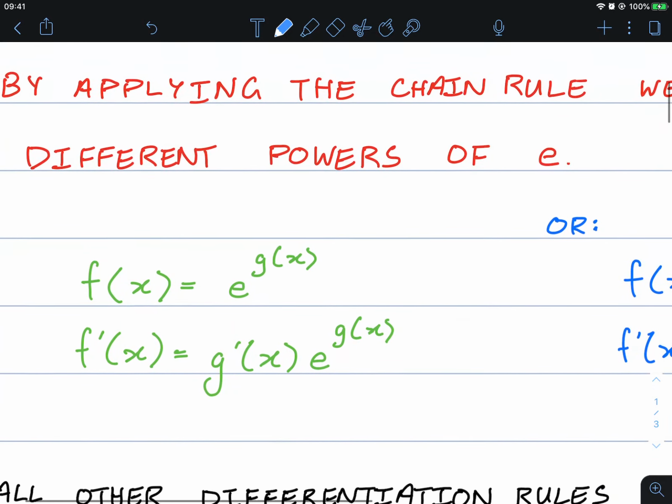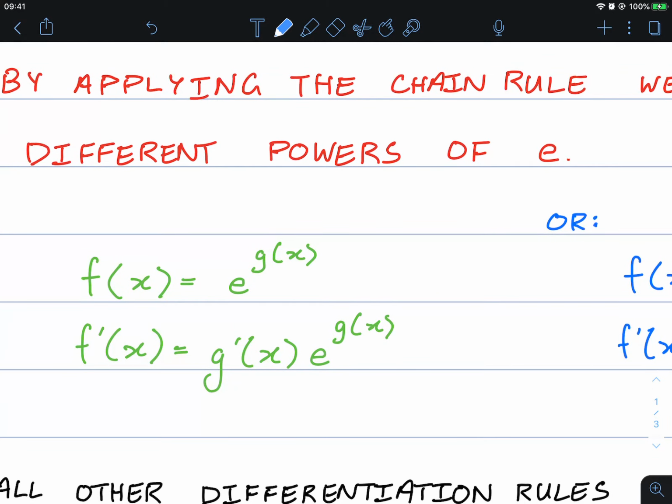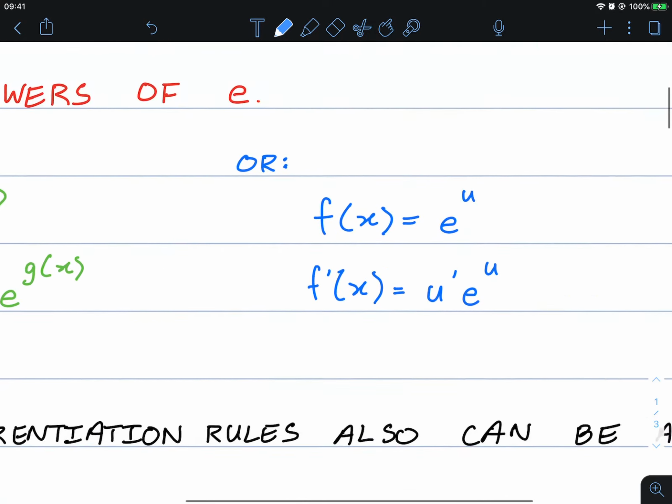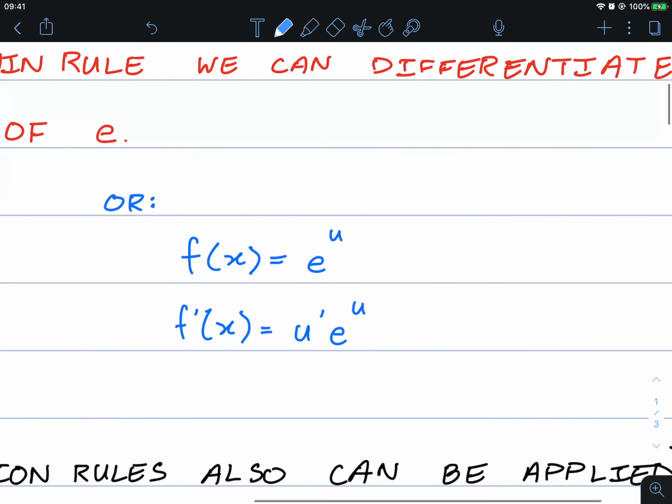So for example, if we had e to the power of g of x, so some function, the derivative of this is, notice how it's always itself, multiplied by the derivative of the power. There it is. Or more simply shown, just with less clutter, the derivative of e to the power of u is always itself multiplied by the derivative of the power.